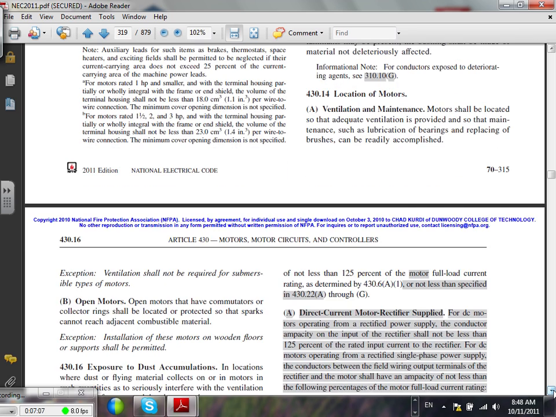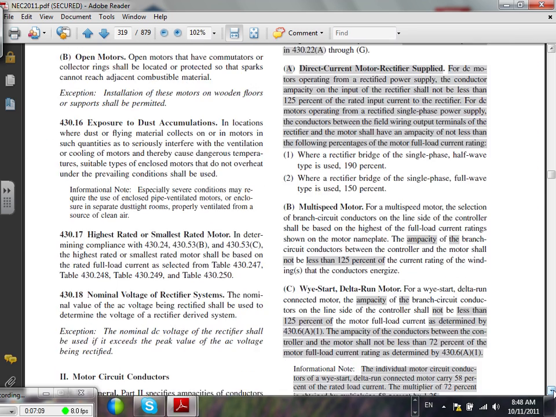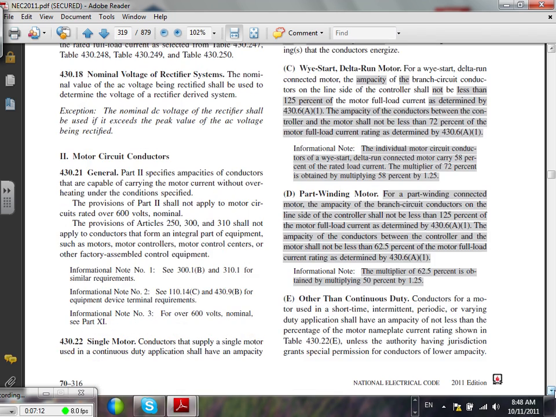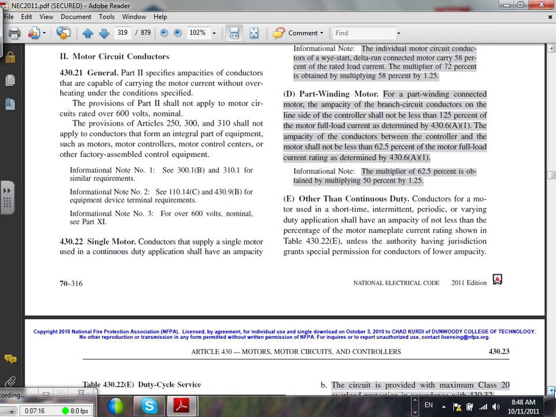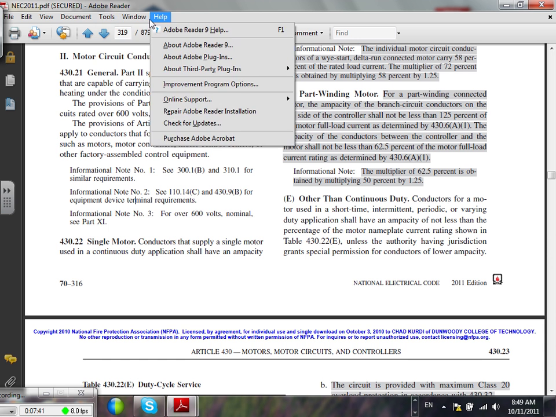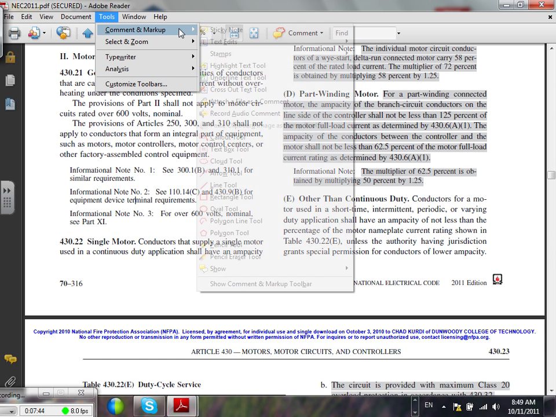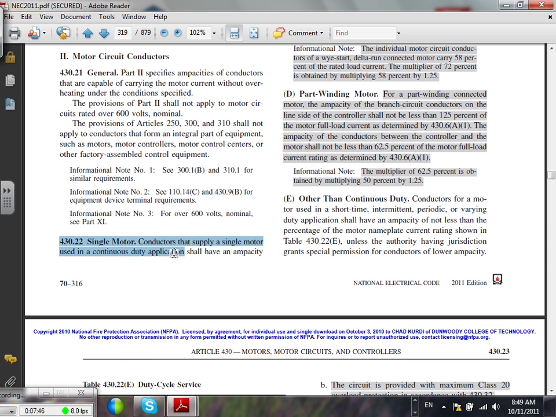We need to go to conductors, motor conductor circuits, and the overcurrent detection device circuit. Okay, 430.22. So 430.22 right here. Please highlight this one, 430.22, with the highlighter tool. If you have not highlighted this one, please do so.